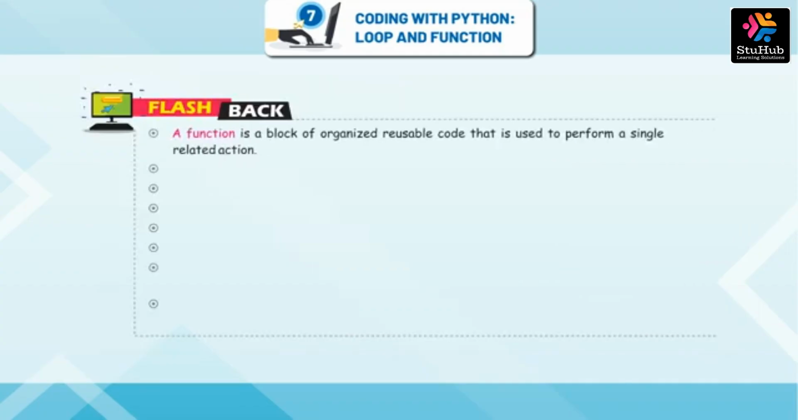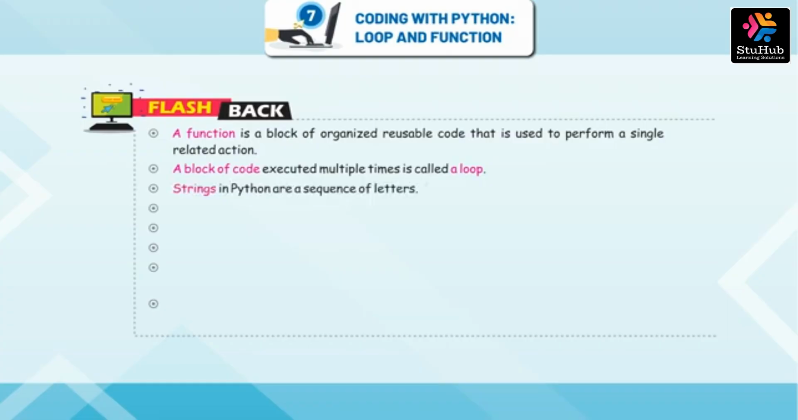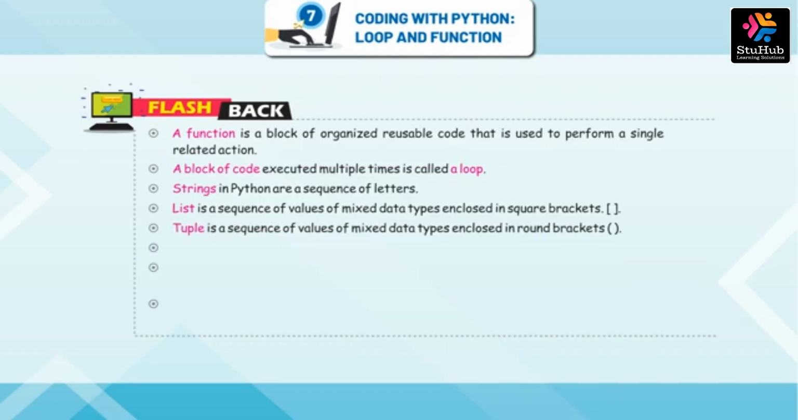Flashback. A function is a block of organized reusable code that is used to perform a single related action. A block of code executed multiple times is called a loop. Strings in Python are a sequence of letters. A list is a sequence of values of mixed data types enclosed in square brackets. A tuple is a sequence of values of mixed data types enclosed in round brackets.